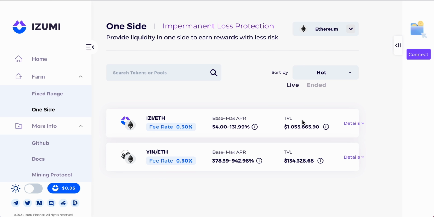One side is a new innovation of Izumi Finance. In this way, we can provide users with very high APR reward and reduce the impermanent loss of users. In order to understand one side in more detail, we can learn faster through the introduction documentation of Izumi Finance.